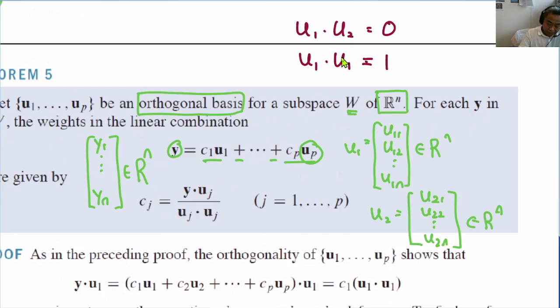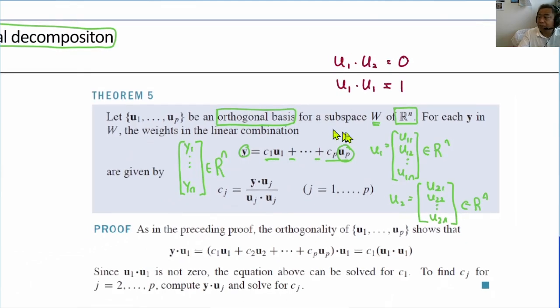Now, why is this important? Well, when we have an orthogonal basis, we basically can decompose y into this representation, and therefore now C1, C2 up to Cp will allow us to represent the original y as a linear combination of these bases, and we can now interpret y in terms of C1, C2 and Cp. And because they are orthogonal, it is very easy to find what is Cj.